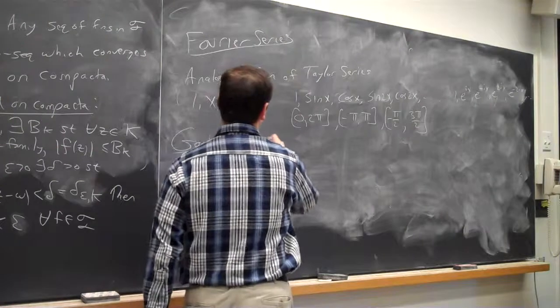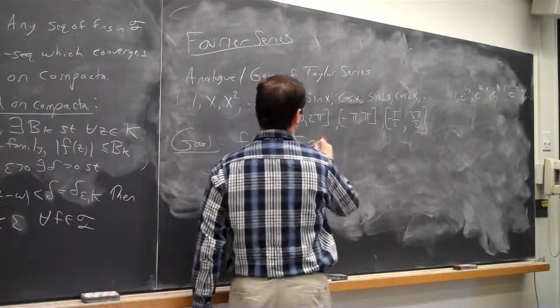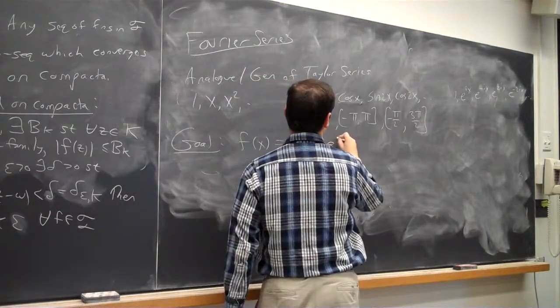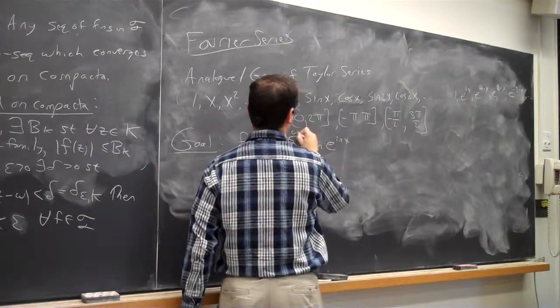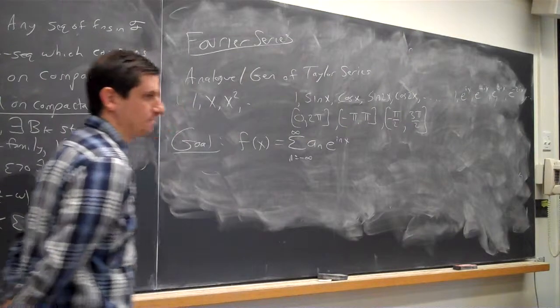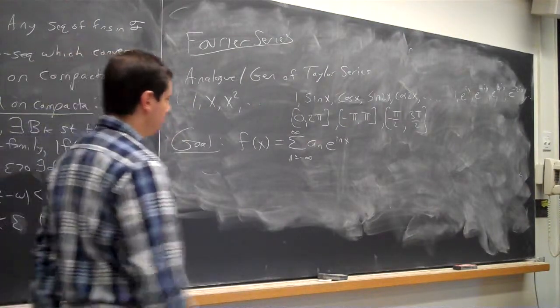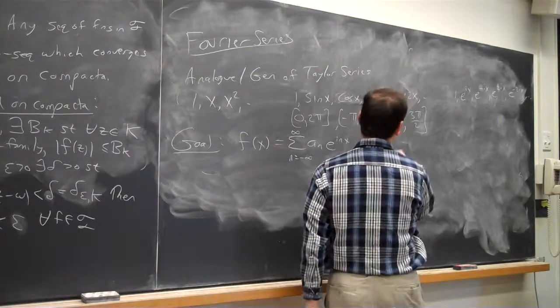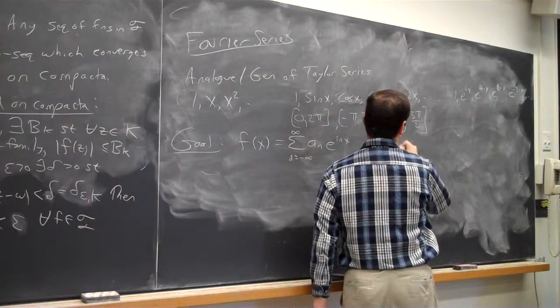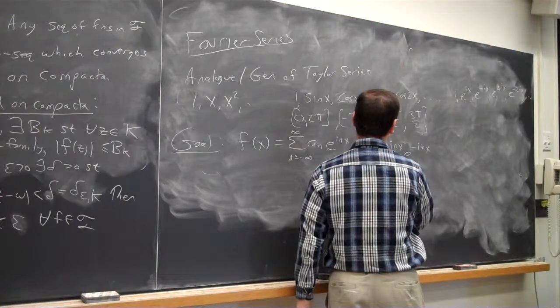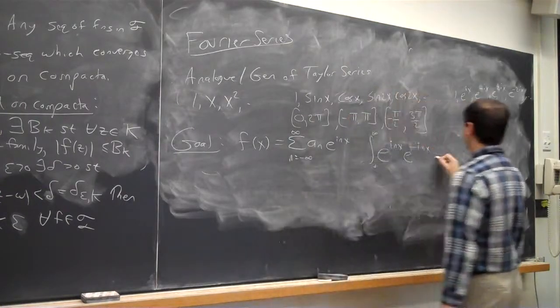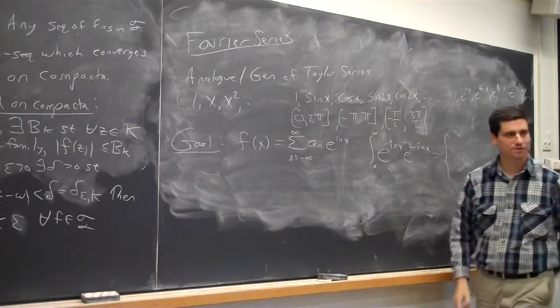And the goal is to say f of x is a sum of a_n e to the i n x, where n goes from minus infinity to infinity. Now what's really nice is the integral of e to the i n x times e to the minus i m x. If you integrate from 0 to 2 pi, what do you think this equals?